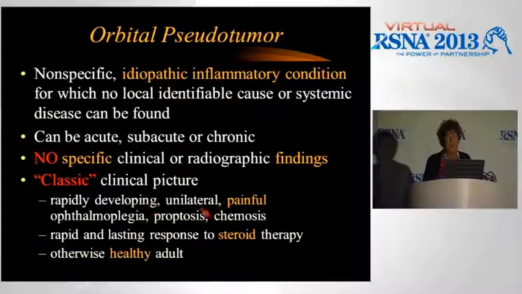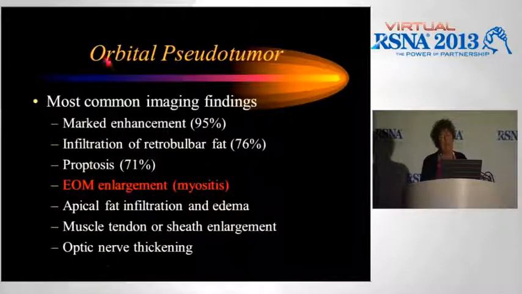It's rapidly developing, painful, as opposed to some other entities, ophthalmoplegia, proptosis, and chemosis. There's a very rapid and lasting response to steroid therapy, and this usually occurs in an otherwise healthy adult. Now, there's a lot of imaging findings that go along with orbital pseudotumor. But the one that we most often hang our hats on is this extraocular muscle enlargement. And you know as well as I do that we're always trying to determine, is this orbital pseudotumor or is this thyroid orbitopathy?